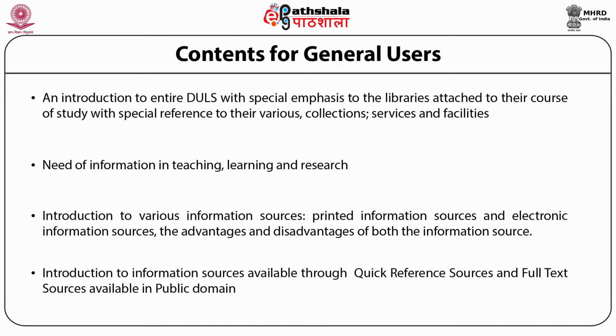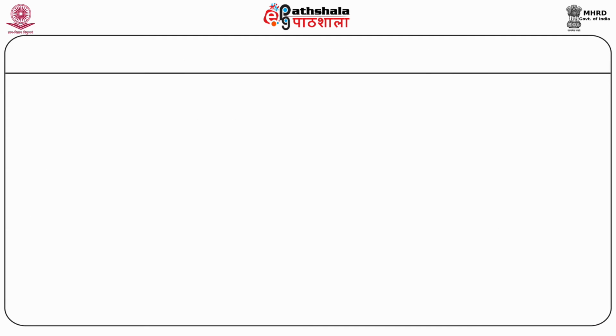Introduction to information sources available through quick reference sources and the full text sources available in the public domain. This trains the users on what is available with the quick reference, which contains the different types of reference sources being subscribed by the libraries, and the full text sources available in the public domain. So whatever is available publicly, how that can be searched, located, downloaded, this is all being taught in this particular part.